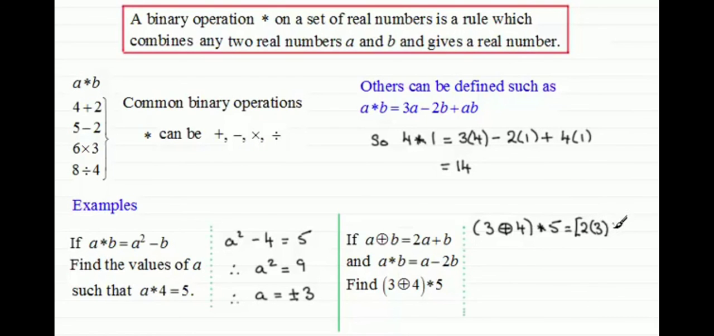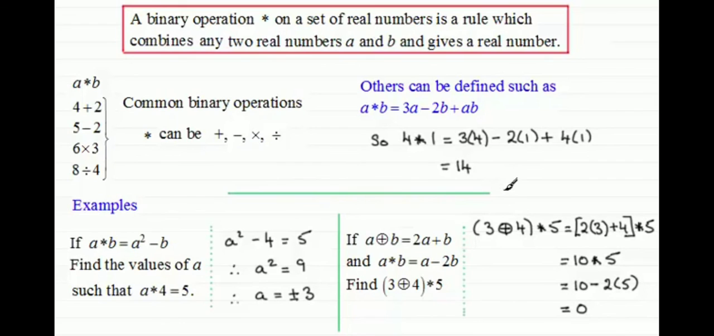3 plus 4 star 5. 2 3s are 6. 6 plus 4 is 10. 10 star 5. You should not write 10 star 5 as 50 because the operation defined is a minus 2b. So instead of a I have to substitute 10 minus 2 into 5. 10 minus 10. The answer is 0. This is the binary operation.